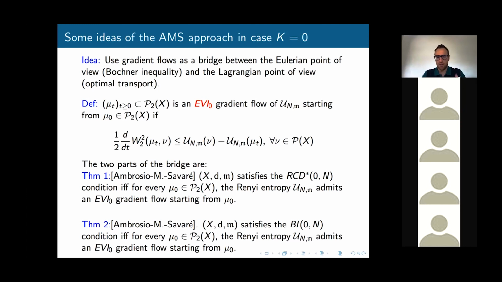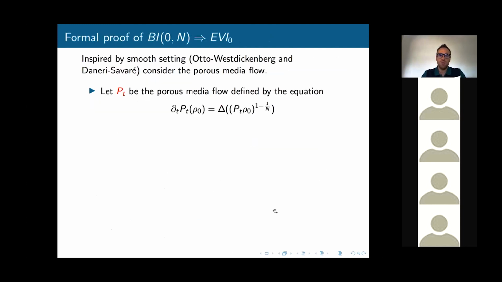And the candidate for being the EVI flow for the Riemannian entropy is the porous media flow, which is defined by this nonlinear parabolic PDE.